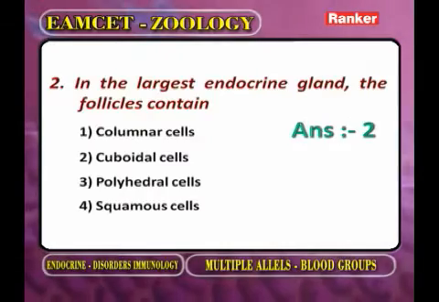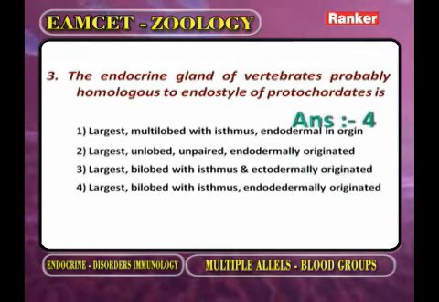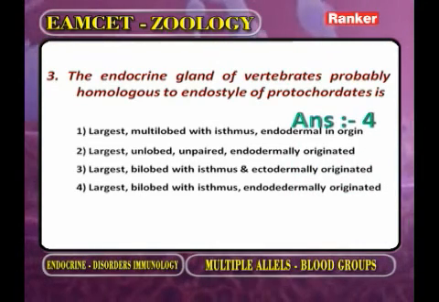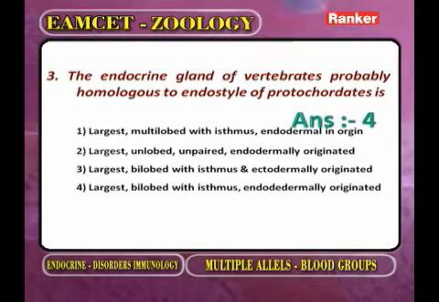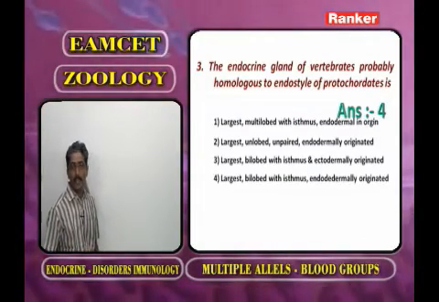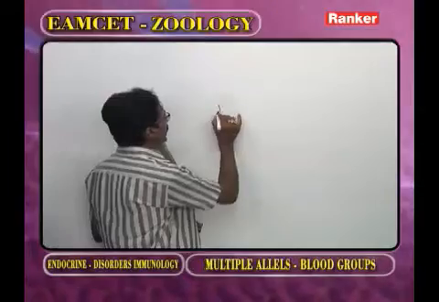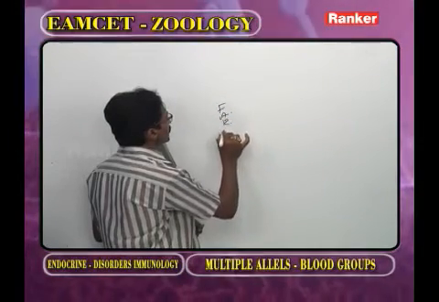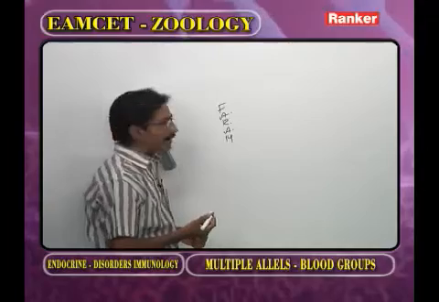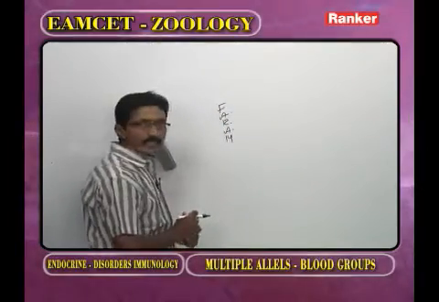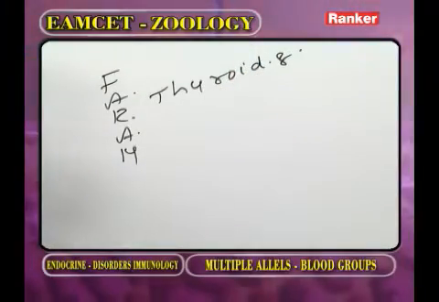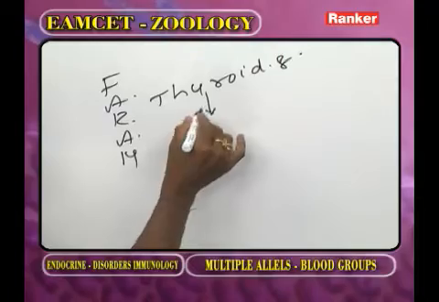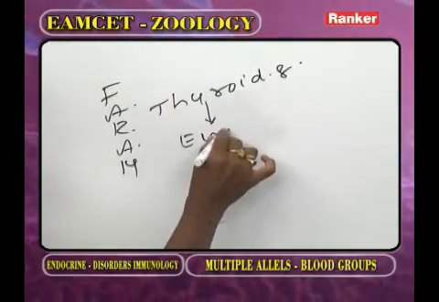Now the next question. The endocrine gland of vertebrates probably homologous to endostyle of protochordates. Again, you have to observe the question. The endocrine gland of vertebrates. What are the vertebrates? We know very well the fishes, amphibians, reptiles, aves, mammals, including man. All these are the vertebrates. In the vertebrates body, what is present? The thyroid gland is present. Now, as we observe the thyroid gland, it is the modified endostyle.